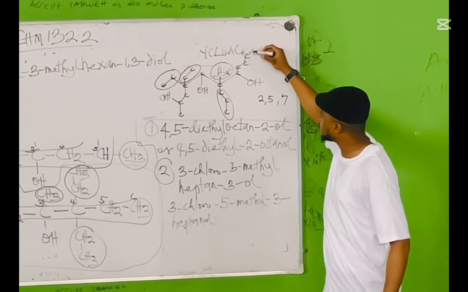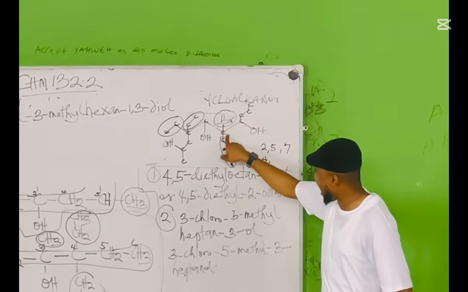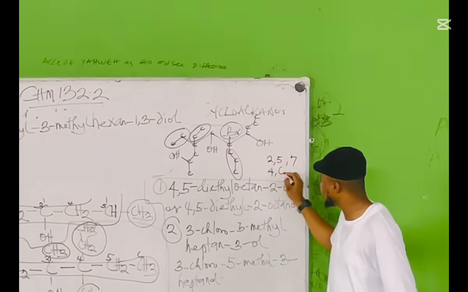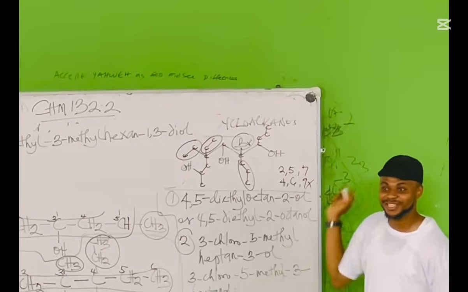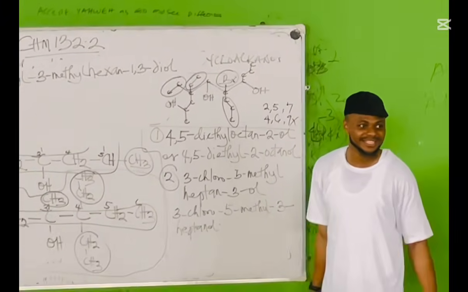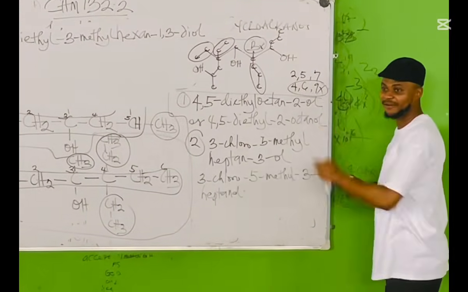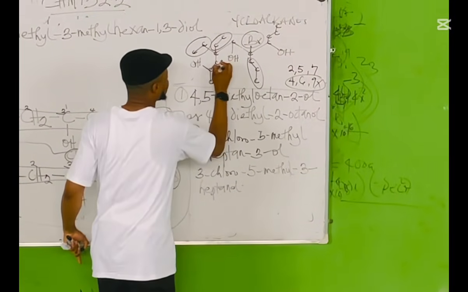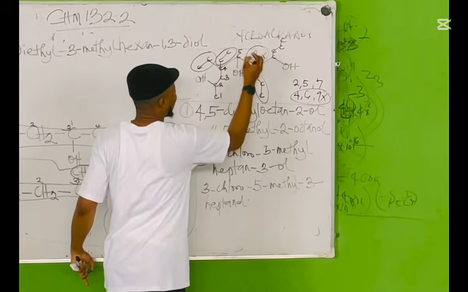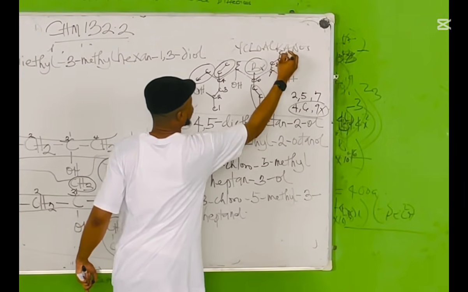Then if we count from the other side, it will be 1, 2, 3, 4, 5, 6, 7, 8, 9. This one is off already. So it means that we take 2, 5, and 7. So if you number from here, we say 1, 2, 3, 4, 5, 6, 7, 8, 9, 10.